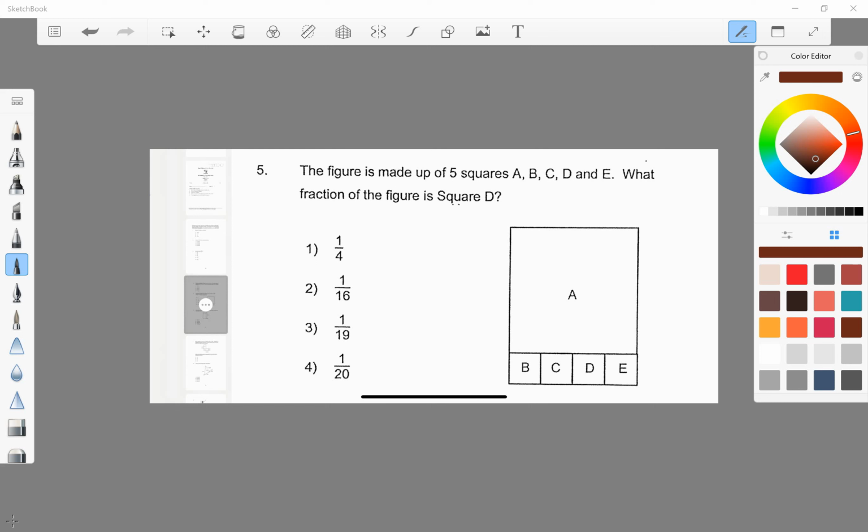So this is question 5. The figure is made up of 5 squares A, B, C, D, E. So I'll just do my basic annotation. And they're asking us what fraction of the figure is square D. So square D refers to the very small one, the very small one that's at the bottom of the picture.